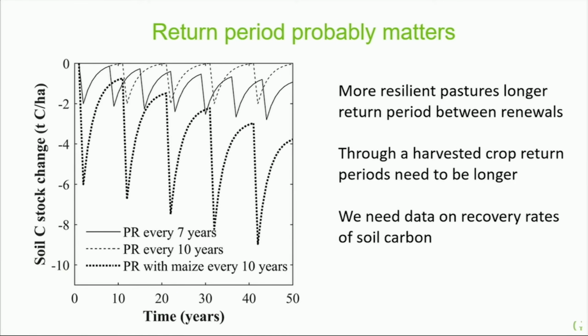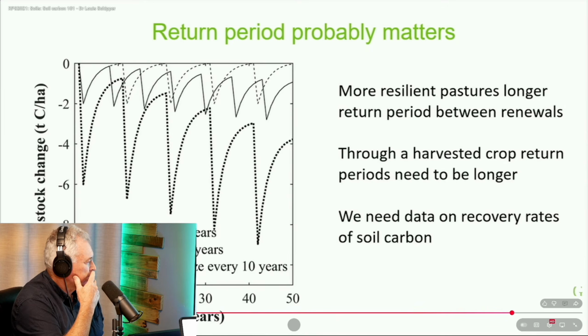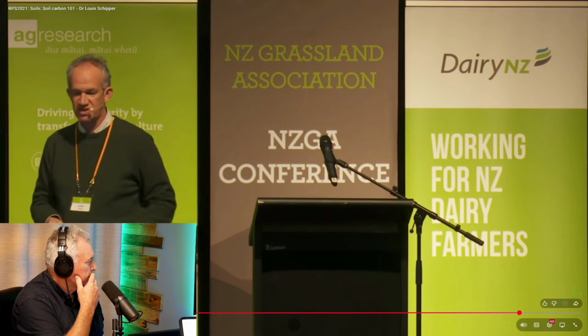But if you now drop that to a renewal every 7 years, then you start to get losses over the long time as it grades down, and the dotted line there is what might happen under maize. Now, the difficulty in doing something conceptually like this is that we really need much better data on the recovery rates of that carbon stock in soil, and we don't have much in the way of measurement in New Zealand. I'm sure there are models that can address this sort of thing, but we really need hardcore data to be certain.